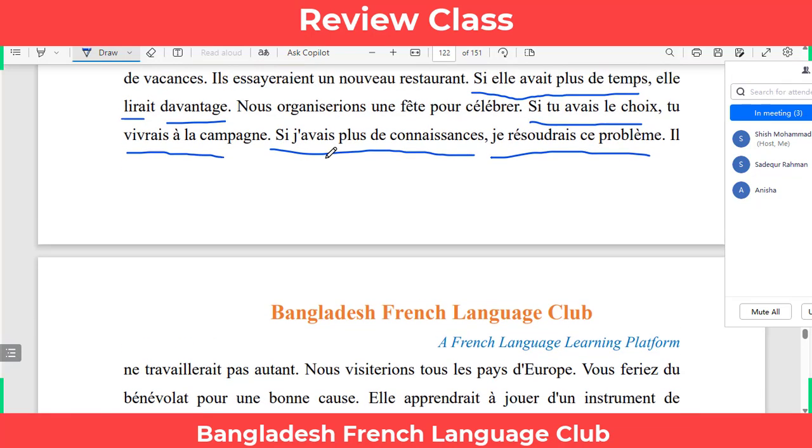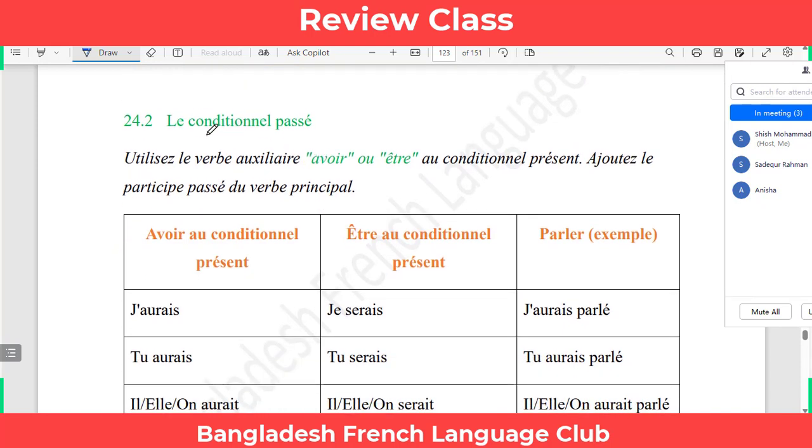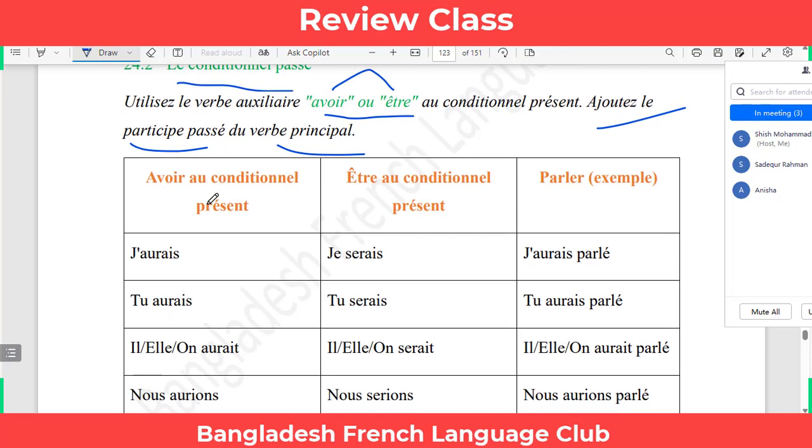So this is the conditionnel présent. Okay, let's see the conditionnel passé. Le conditionnel passé utilise le verbe auxiliaire avoir ou être. So here two verbs will be used: avoir ou être au conditionnel présent. Ajoutez le participe passé du verbe principal. So here we need the participe passé form of the principal verb.